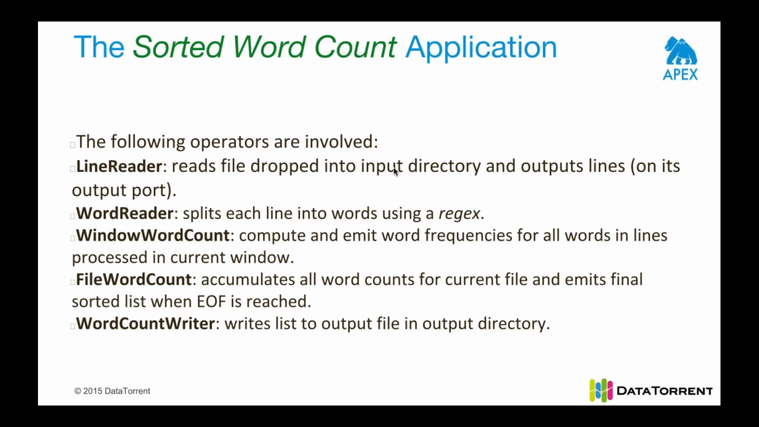So there is this file word count, which needs to accumulate all the output of window word count, because it keeps emitting the output on a window basis. So the file word count will accumulate the outputs of window word count every 500 milliseconds, and emits the final sorted list when the line reader emits an end of file signal onto the file word count, saying the file reading is completed, so you can emit the final sorted word count list that you have.